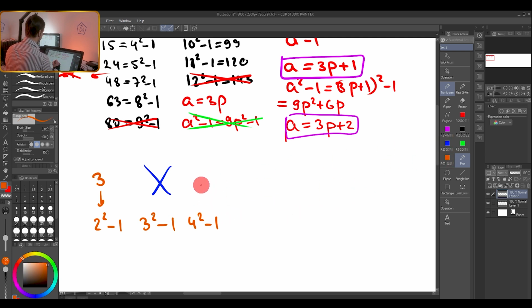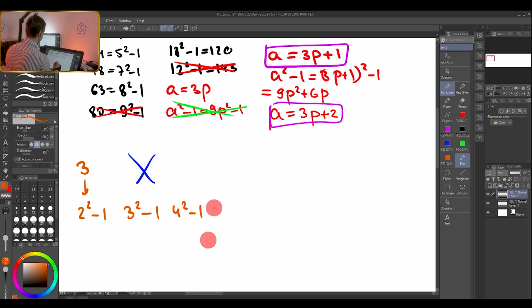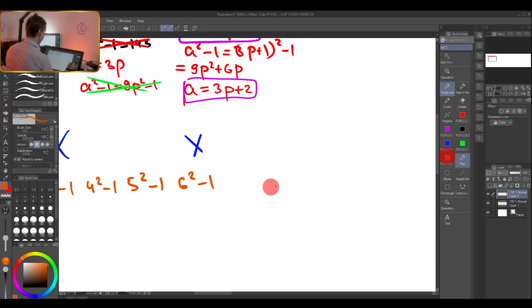We cannot even write what it's equal to. So we just know that it is a part of our sequence. 5 squared minus 1 works for us, but 6 squared minus 1 is a multiple of 3 here. 6 is a multiple of 3. It doesn't work for us. Let's go to the next step. 7 squared minus 1 will be a part of our sequence, but what about 8 squared minus 1? Also works, and 9 squared minus 1 will not work.